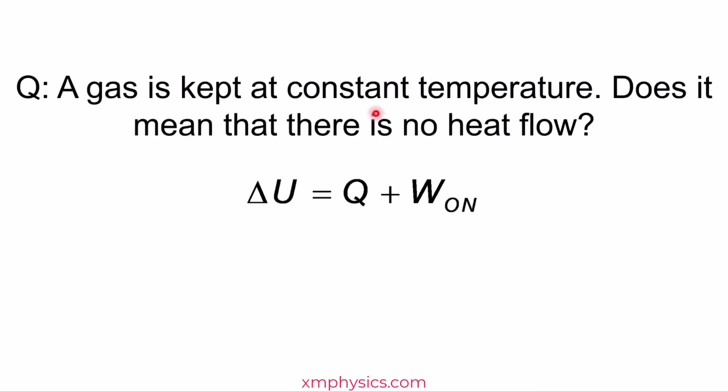Okay, now try one last one here. A gas is kept at constant temperature. Does it mean that there's no heat flow? Decided on your answer? I'm going to review the answer now. A gas is kept at constant temperature means that delta U is 0. But delta U is 0 doesn't mean Q is 0. It doesn't mean work done on the gas is 0. It just means that together, Q plus work done on the gas is 0. As long as Q and W are opposite in signs, then delta U will be 0. So for example, if Q is positive 10 joules and work done on the gas is negative 10 joules, then delta U will still be 0.